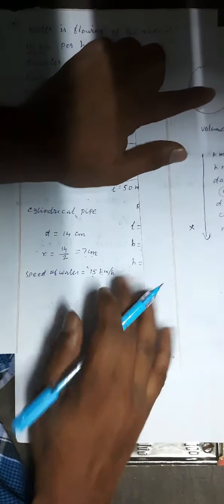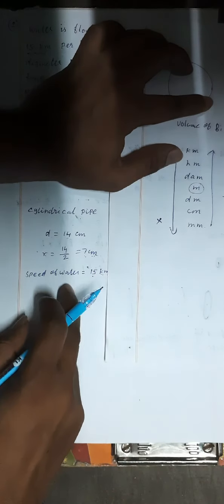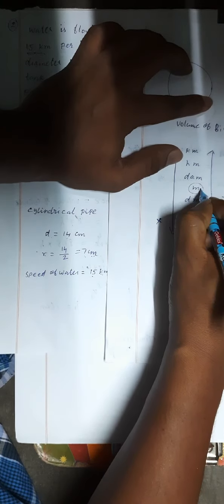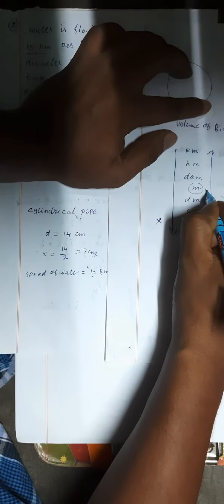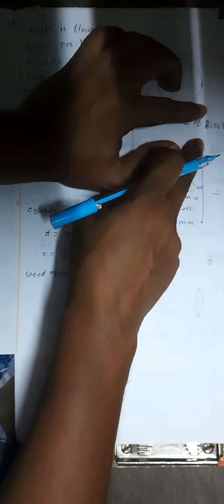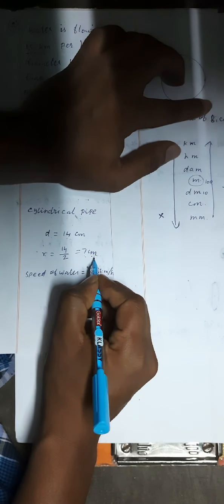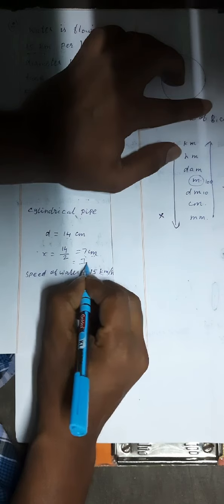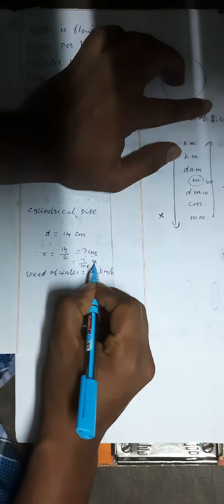Now the radius is 7 centimeter. That centimeter you want to change into meter. You know already, it will come here 10 and here 100. Going from small to big means you want to divide. So that 7 centimeter changed into meter is 7 by 100 meter.